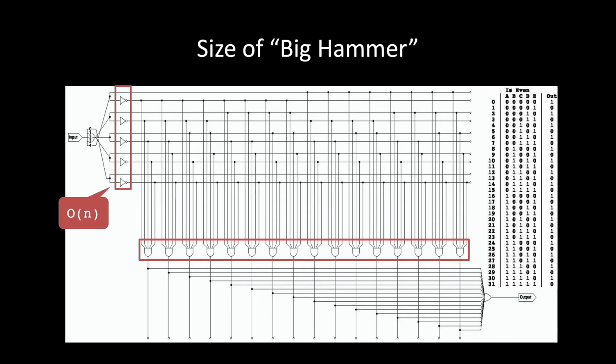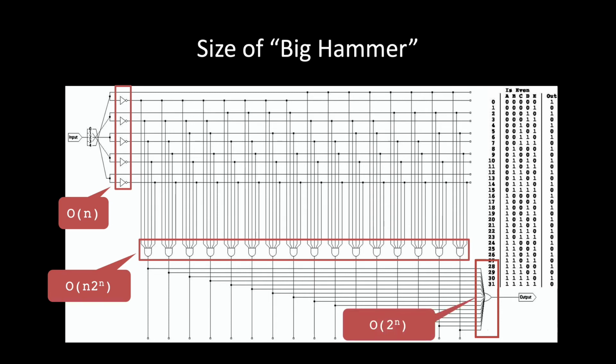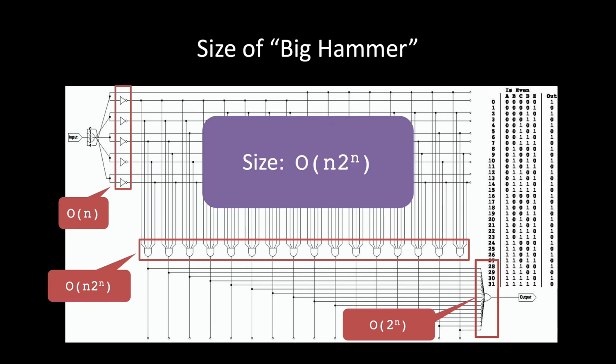Each AND gate here also contributes big O of n because it has n inputs, but there could be 2 to the n of them, 1 for each row in the truth table. So this block of AND gates has a total size as big as big O of n 2 to the n. And finally, the OR gate, for the same reason, can have 2 to the n inputs, so its size is big O of 2 to the n. So when you combine these all together, you get a total big O of n 2 to the n.